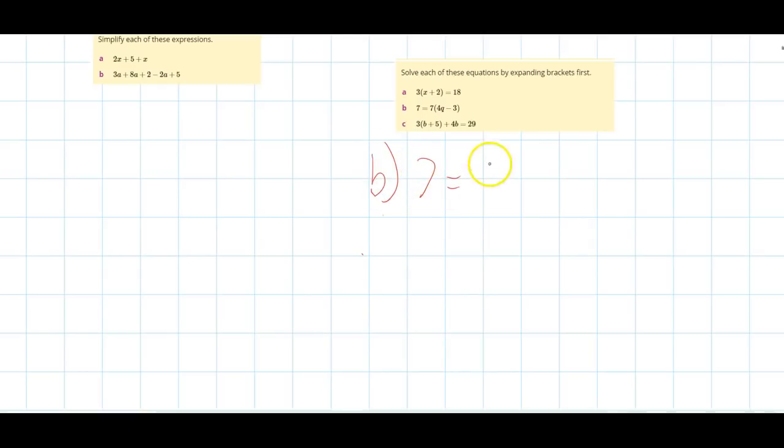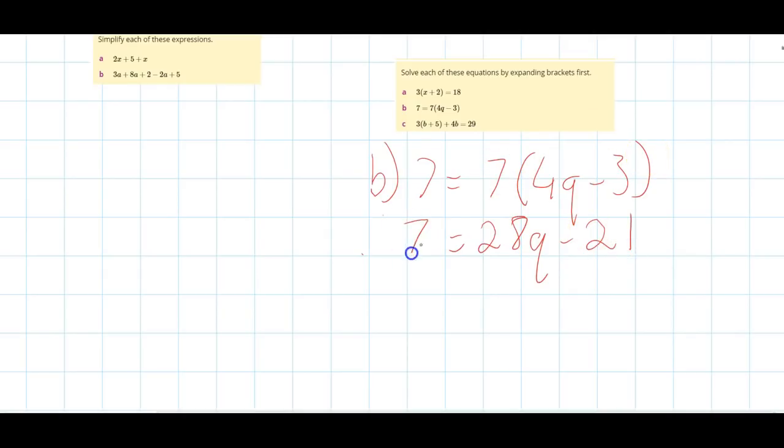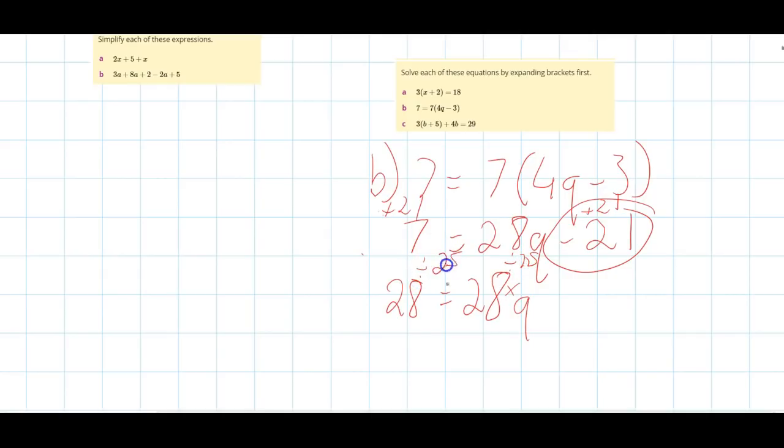For B, I have 7 equals 7 in brackets 4q minus 3. First we need to expand the brackets. So we start with 7 times 4, which equals 28q, minus 7 times 3, which equals 21. The first thing I'll do is add 21 both sides, which gives 28 equals 28q. So I've multiplied by 28, so I need to divide by 28 both sides. Therefore 1 equals q. Alright, last one coming up.